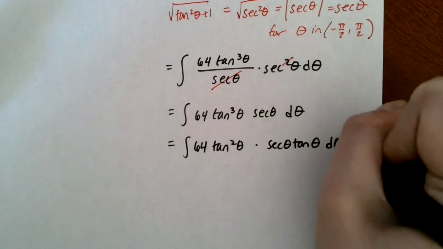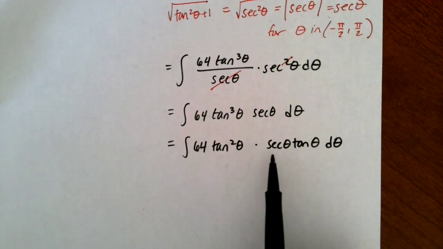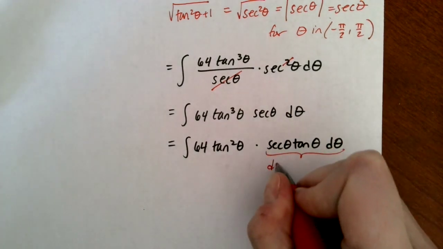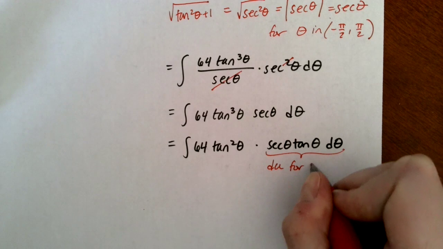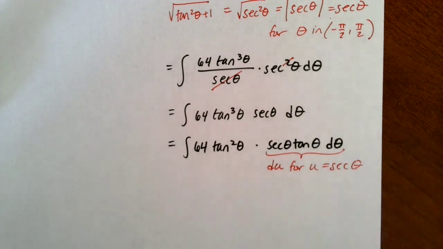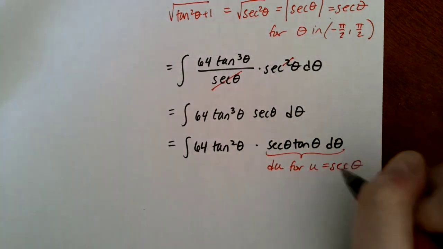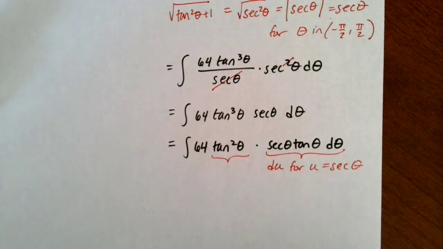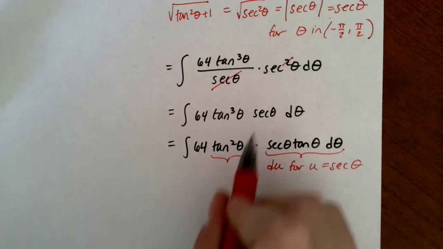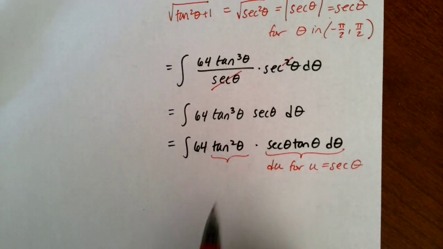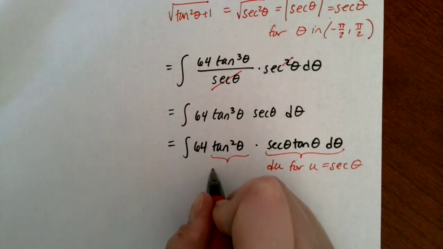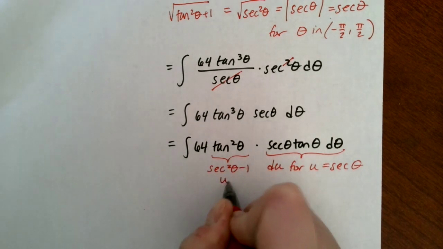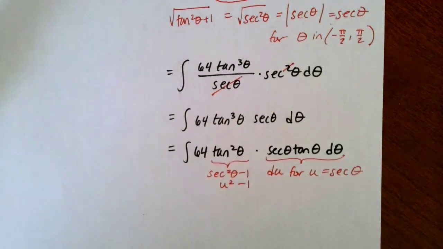So I'll take one of those tangents, the only secant down here. This I'm saving at the end because that'll be the du for u equals secant theta, which means that the rest of this needs to be in terms of secant. I don't have any plain secants left over, and then this tangent squared I can write as secant squared minus 1, which will be u squared minus 1.